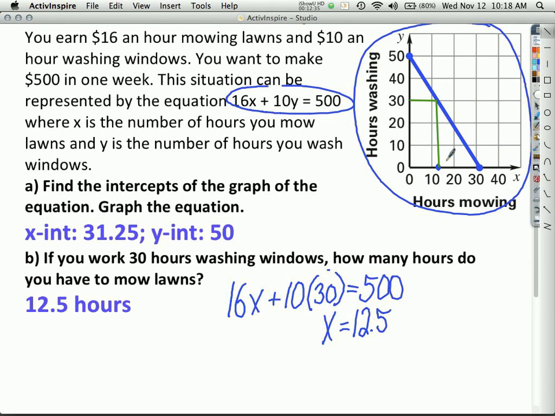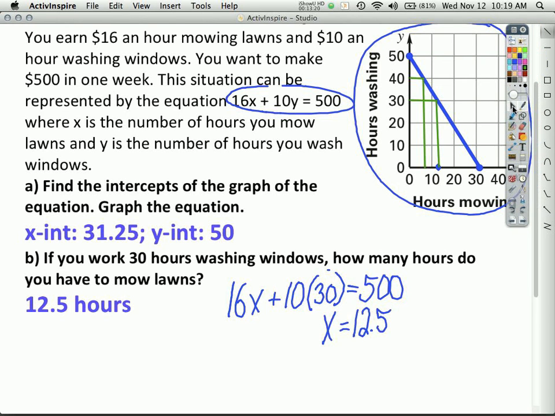What if he decided to work 40 hours washing windows? Would you have to solve the equation? Go to 40, go across, and then go down. Approximately how many hours would he have to mow lawns if he washed windows for 40 hours? Mari? 8, 7. It's an estimate, but it's right there. So you can clearly see that the graph has huge benefits. You can quickly pick out pieces of information by just paying attention. That's the whole point of it.